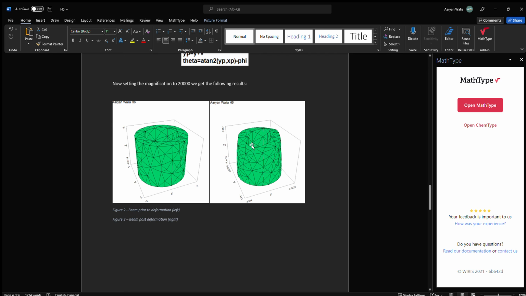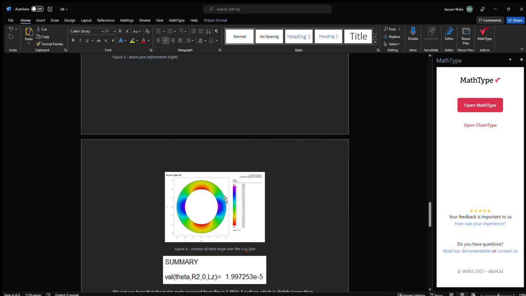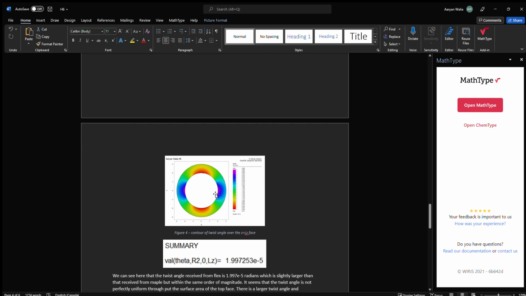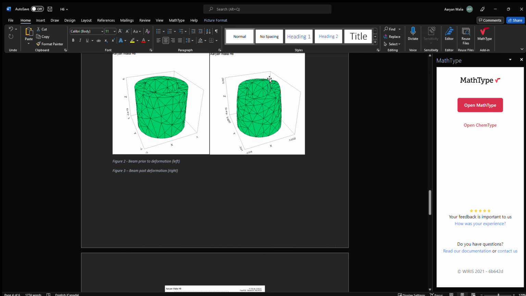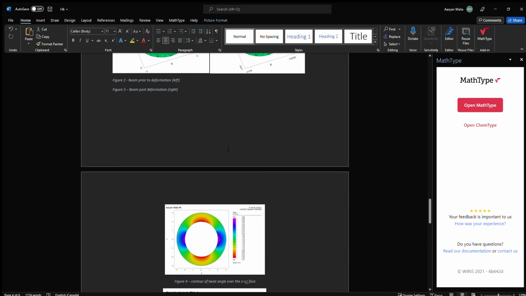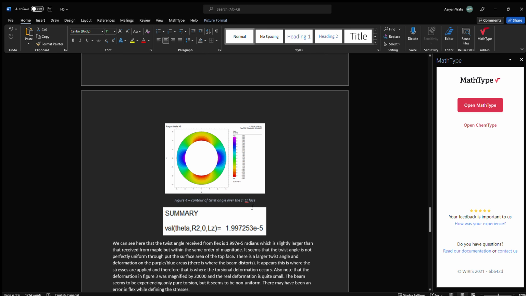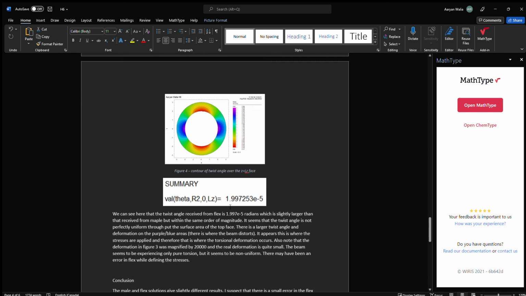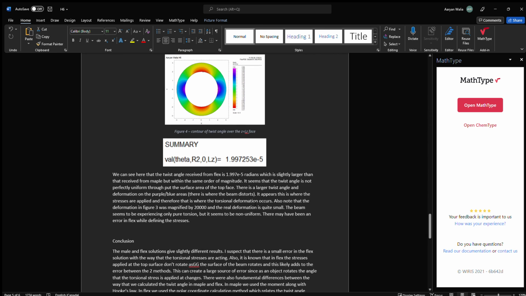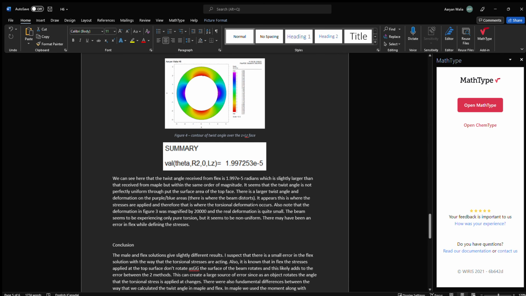It doesn't seem to be purely torsional because the twist angle is not uniform. There might have been an error in the way that we defined the stresses, but I'm not 100% sure. It really only deforms in this purple section here, and that correlates with this area and that area over there. The twist angle we get from Flex is 1.9 times 10 to the negative 5, which is in the same order of magnitude as what we got in Maple, but we calculated that it has a 23% error, and it could be due to an error in our code in Flex.